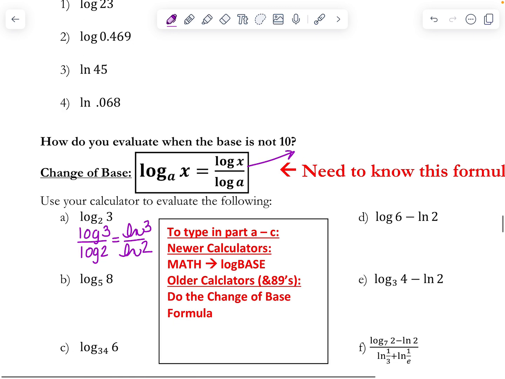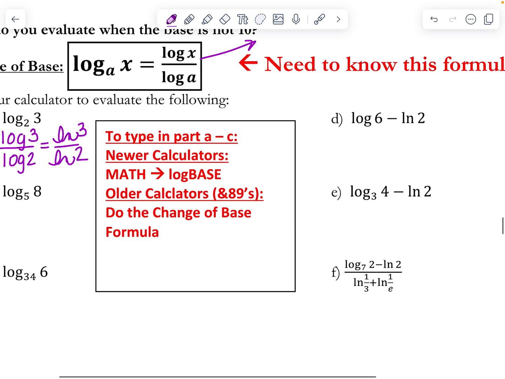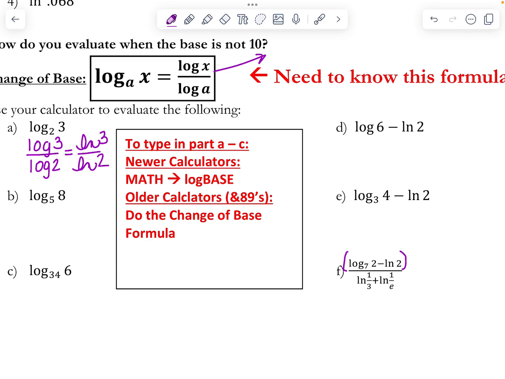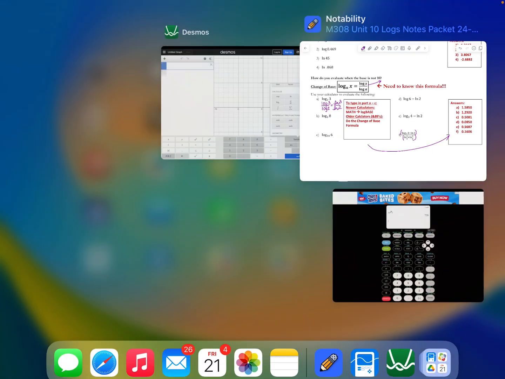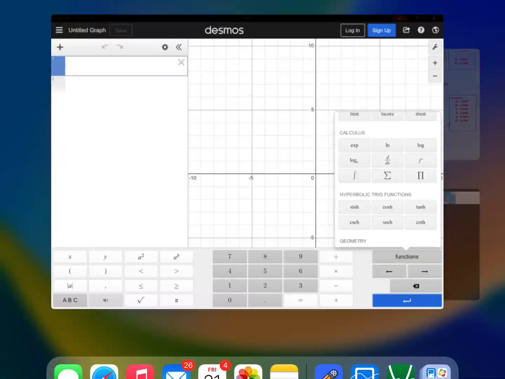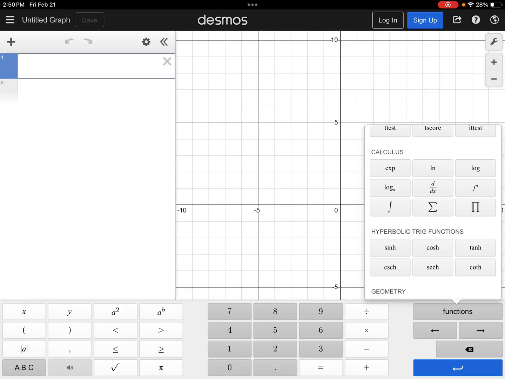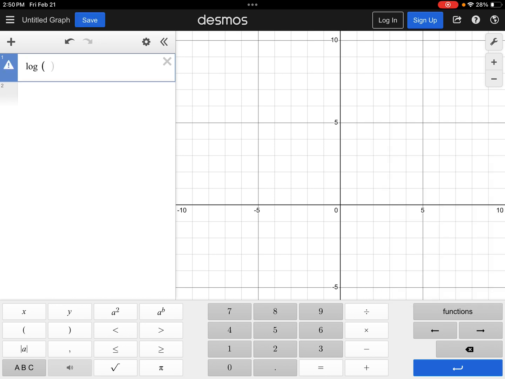So I want you to practice that. I also want you to practice this with all of your parentheses in it on your calculator. Make sure that you can get all of these answers. Now realize on Desmos, let's say you put log base 2 of 3, under calculus, you can go ahead and put 2 right there. You can arrow over and put 3, close your parentheses, and you can get your answer.